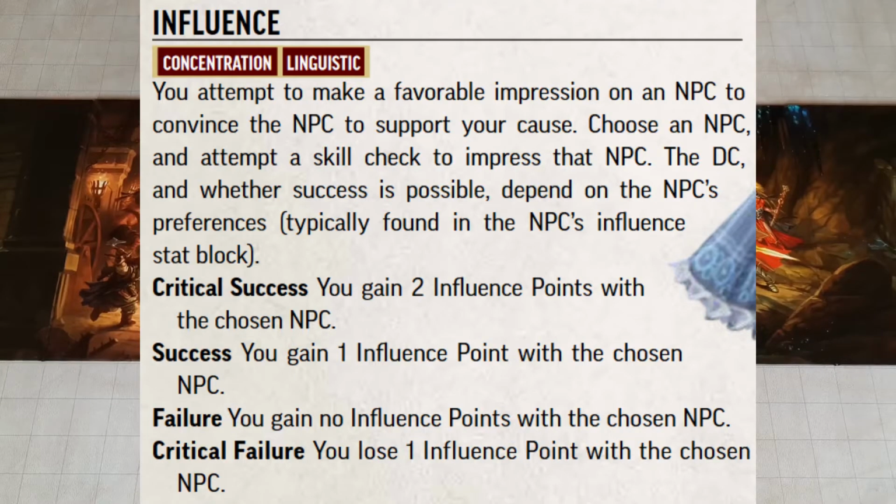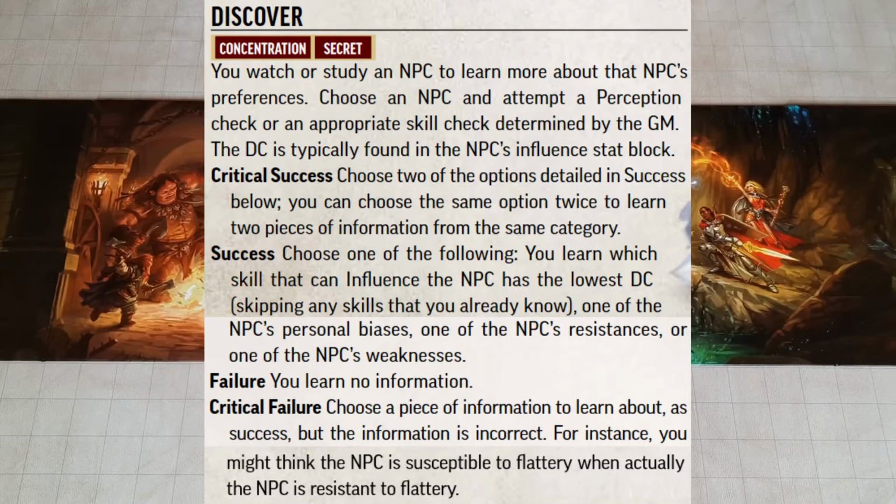There is the influence action, where you choose the NPC you want to convince, and you choose a skill you want to use to sway their opinion. The discover action, you choose an NPC and you attempt a perception check or another skill check as determined by the GM to discover details about the NPC. You choose one of three categories and learn a piece of information you don't already know, being what influence skill has the lowest DC, what are the NPC's resistances, and what are the NPC's weaknesses.